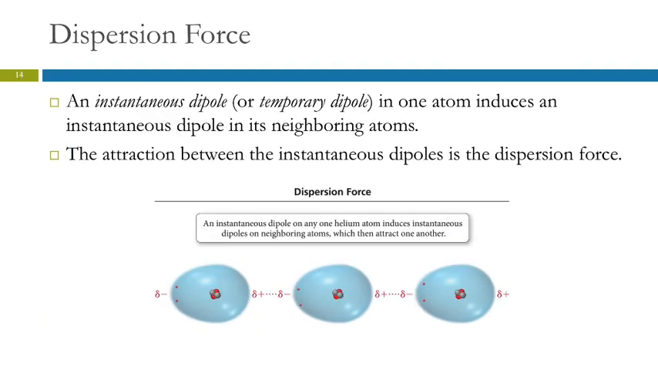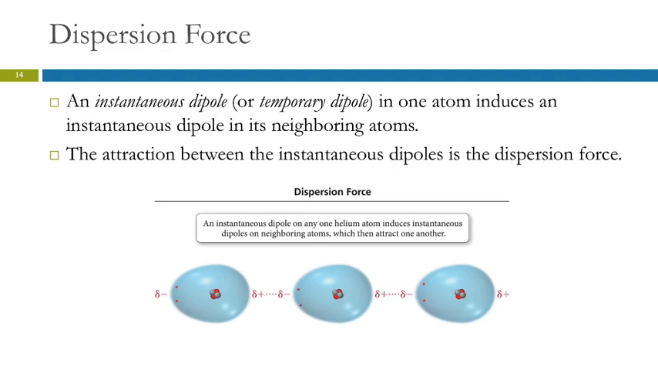An instantaneous dipole in one helium atom can induce a dipole in a neighboring helium atom. Because if this one's lopsided and there's this exposed nucleus here, that's going to attract the electrons in a neighboring atom and cause this one to get lopsided as well. And now we have this force of attraction, the dispersion force, between this temporary partial charge and this temporary partial charge.